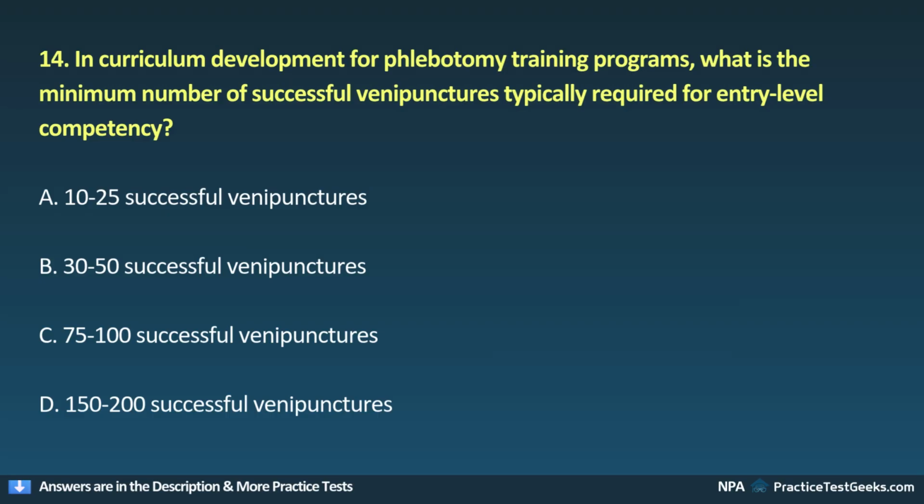14. In curriculum development for phlebotomy training programs, what is the minimum number of successful venipunctures typically required for entry-level competency? A. 10 to 25 successful venipunctures. B. 30 to 50 successful venipunctures. C. 75 to 100 successful venipunctures. D. 150 to 200 successful venipunctures.